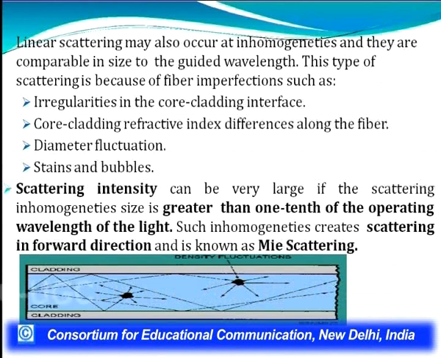Now, the scattering intensity can be very large if the size of the scattering inhomogeneities is greater than 1/10 of the operating wavelength of the light. Such inhomogeneities create scattering in the forward direction, and that is called Mie scattering.